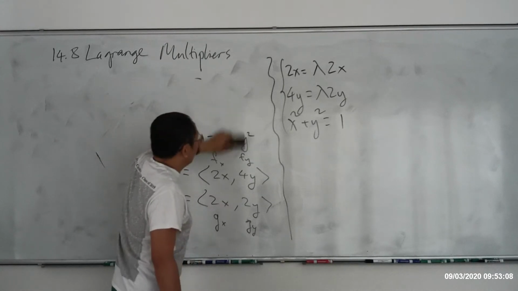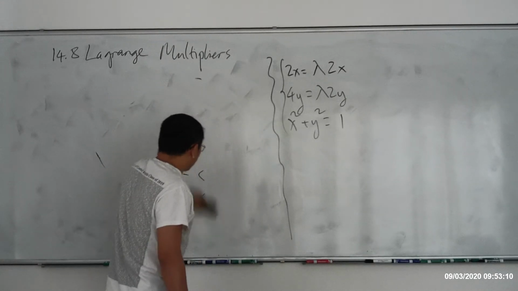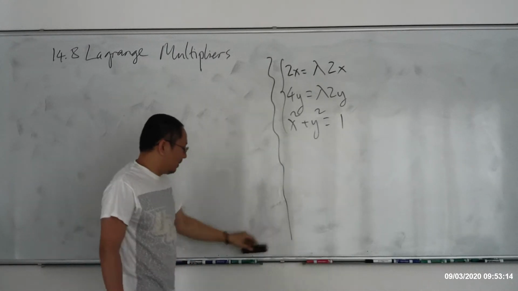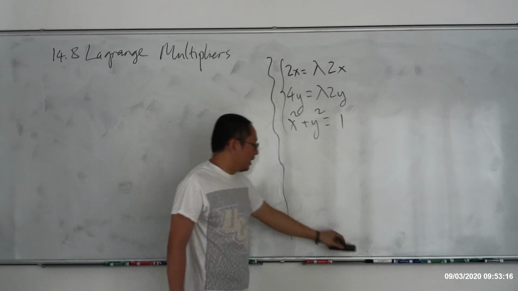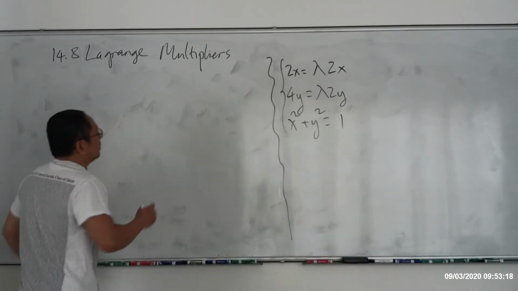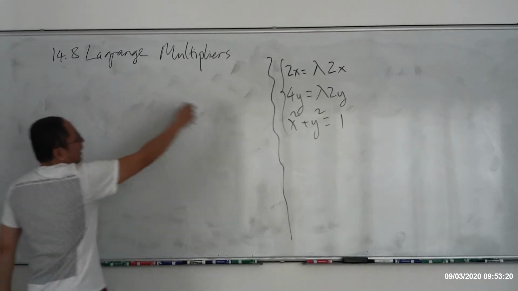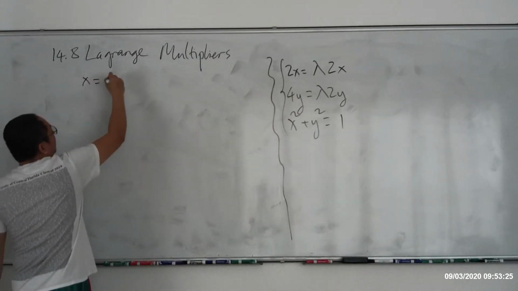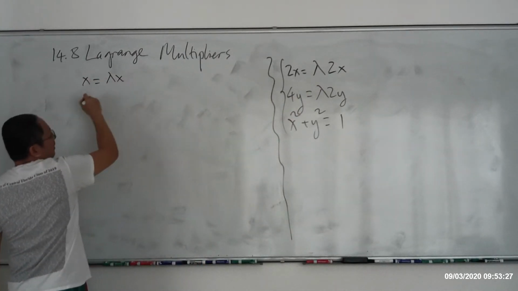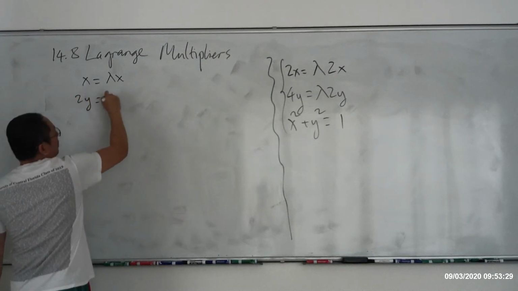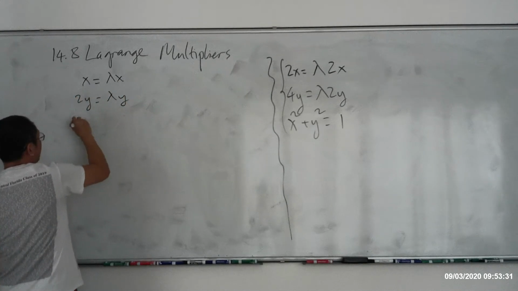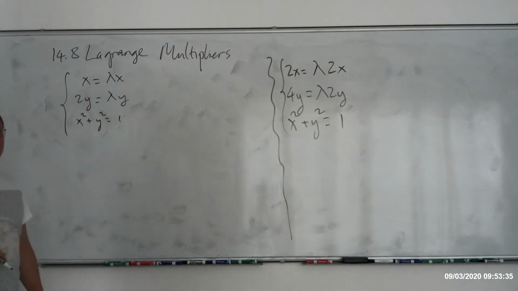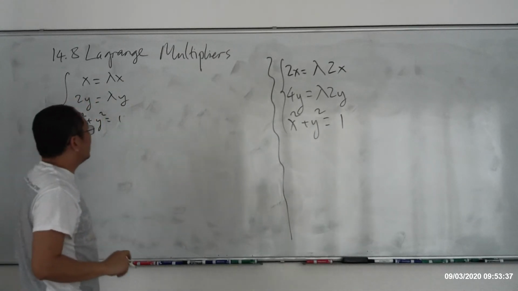So I'll check for the case when x or y may be equal to 0. And keep in mind that lambda is non-zero, okay? So first, I can divide both sides by 2 to make it easy. So what? x equal to lambda x, right? 2y equal to lambda y, right? And then of course x squared plus y squared equal to 1. So I simplify my system a little bit, easier to work with.